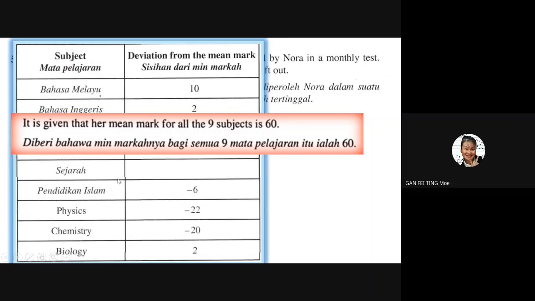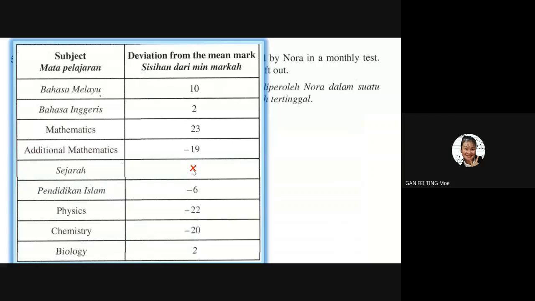Okay. Now I have this. This is the X. Markah sejarah telah tertinggal. I gantikan dia dengan X. Okay, now what happened here? Ini markah dia. Sisihan dari min mark. What do you understand this phrase? Sisihan dari min mark. Sisihan means beza, deviation, how far it is. Okay, from the min mark.